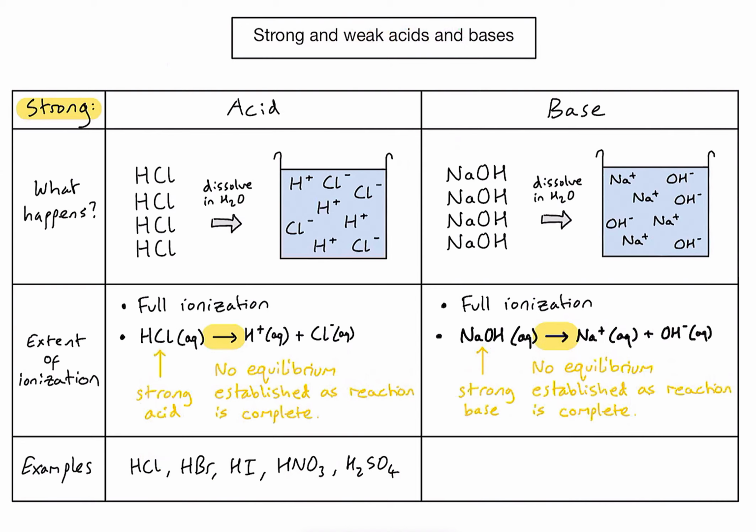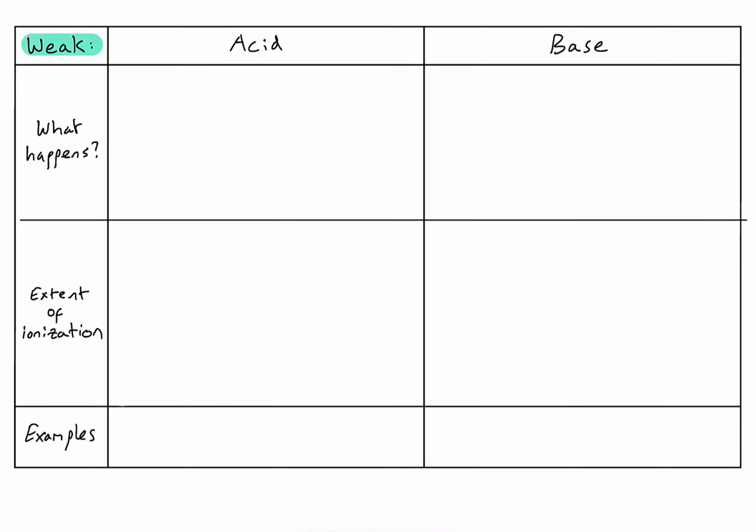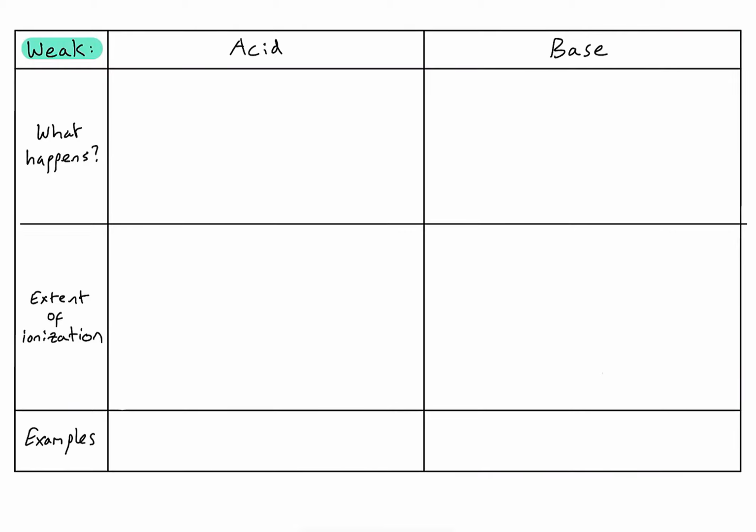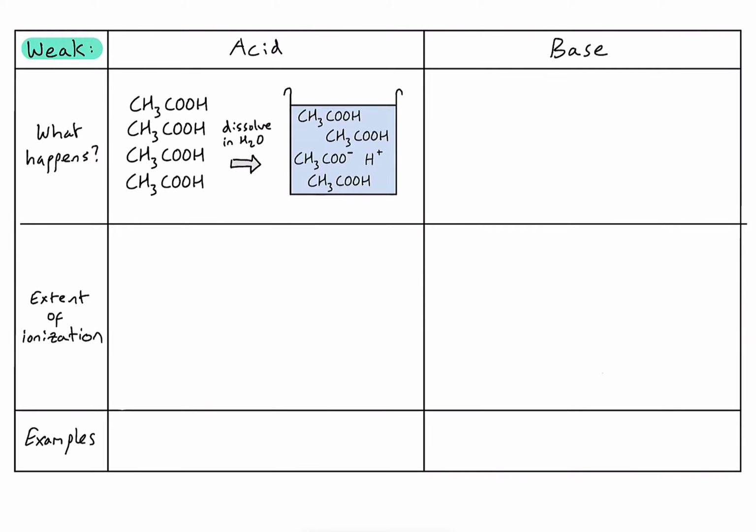Common examples of strong bases are really the group 1 hydroxides, so we might see things like lithium hydroxide, sodium hydroxide, and potassium hydroxide. Right, let's now compare those with weak acids and bases and see what the difference might be. So for a weak acid, a common example here might be ethanoic acid. So let's again take 4 ethanoic acid molecules and dissolve those in water.